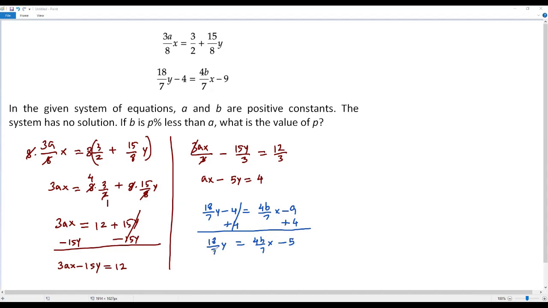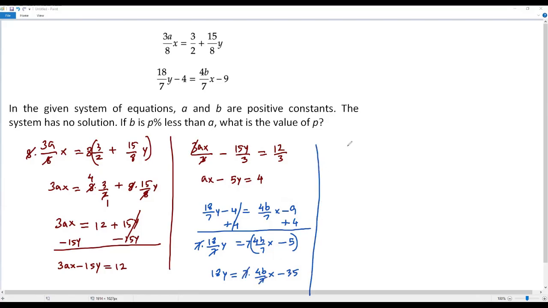Here we find 7 as the denominator on both sides of this equation. To get rid of the denominators, we can multiply both sides of this equation by 7. Okay, let me do it. On the left side, this 7 will cancel out. I'm getting 18y equals, and we can distribute this 7 to this one and this one. Then I'm getting 7 times 4b/7 times x. 7 times -5 is -35. Here this 7 will cancel out.